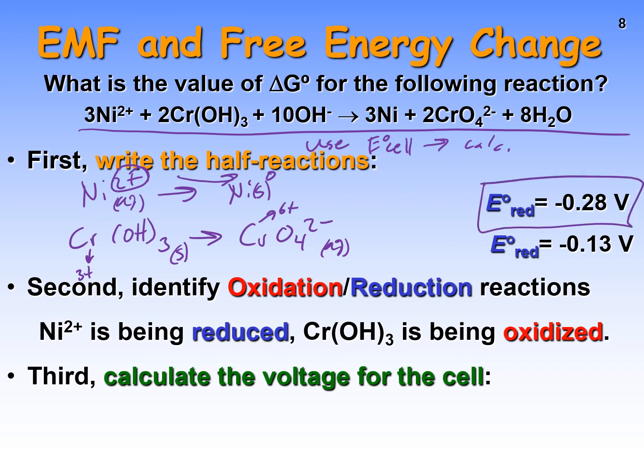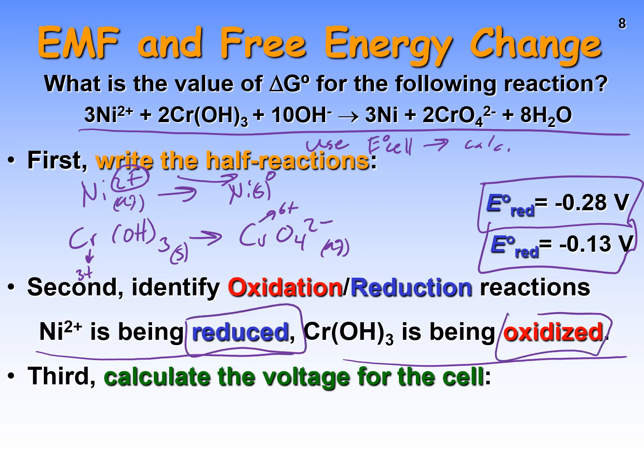And these are the reduction potentials I can look up from a table, or you'd be given them a lot of times. In other words, I know this one's being reduced and this one's being oxidized, which means E naught cell is cathode minus anode. Cathode is the reduction, anode is the one being oxidized. So E naught cell for this problem has to be equal to negative 0.28 volts minus a negative 0.13 volts.